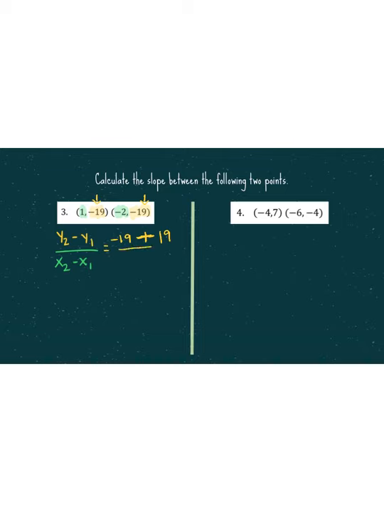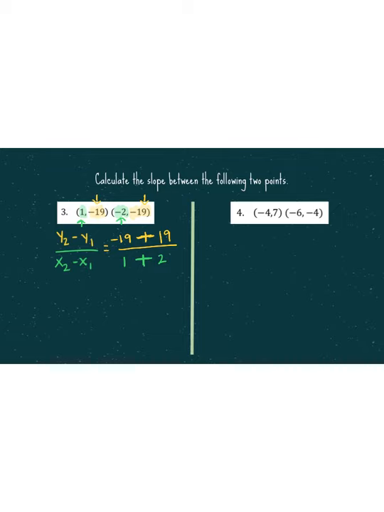Okay, and I'm going to put that over. Now I'm going to find my x values. My first x value is 1. And you're going to subtract, so minus. And my second x value is also a negative, so minus a negative. So that turns into a chunky plus 2.